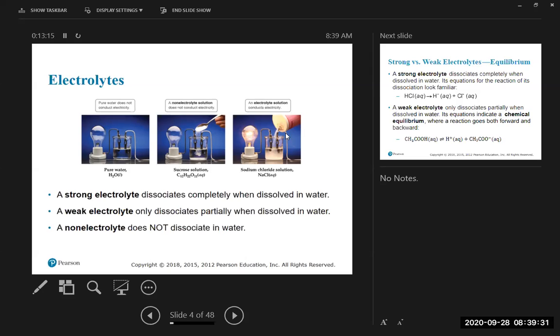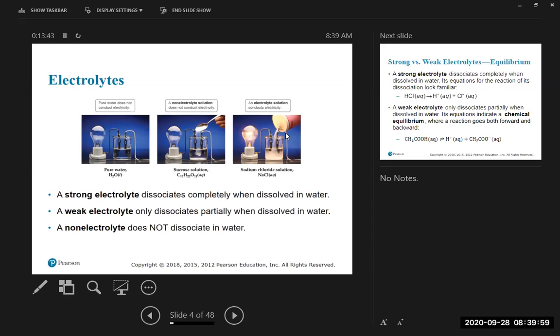The second example is a sucrose solution. Sucrose is a sugar. It dissolves into water, we know that. It's easy to dissolve sugar into water, but it doesn't dissociate into ions. It stays intact as the molecule, so it doesn't have any charge. Because it doesn't have any charge, it's a non-electrolyte, and so it doesn't conduct any electricity.